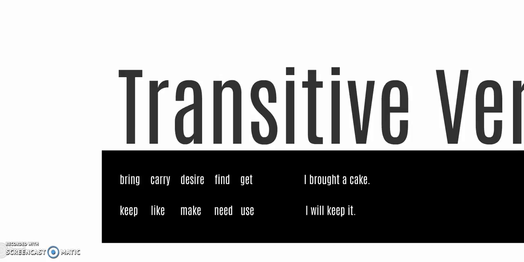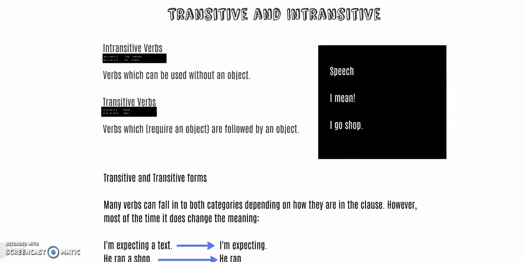So I found a key. I found by itself doesn't make sense. I got a new phone. I got by itself doesn't make sense. Okay, so that's verb elements in their transitive or intransitive forms.